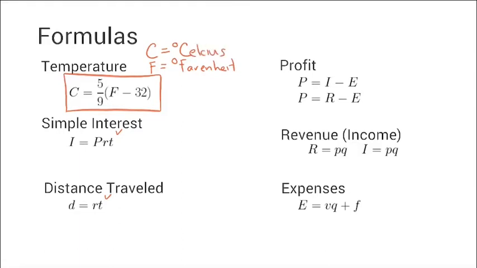Okay, so this first formula would turn degrees Fahrenheit into degrees Celsius. The second formula is our simple interest formula, where I is equal to the interest earned, P is your principal, which is how much you put in the bank. So this is your starting amount.